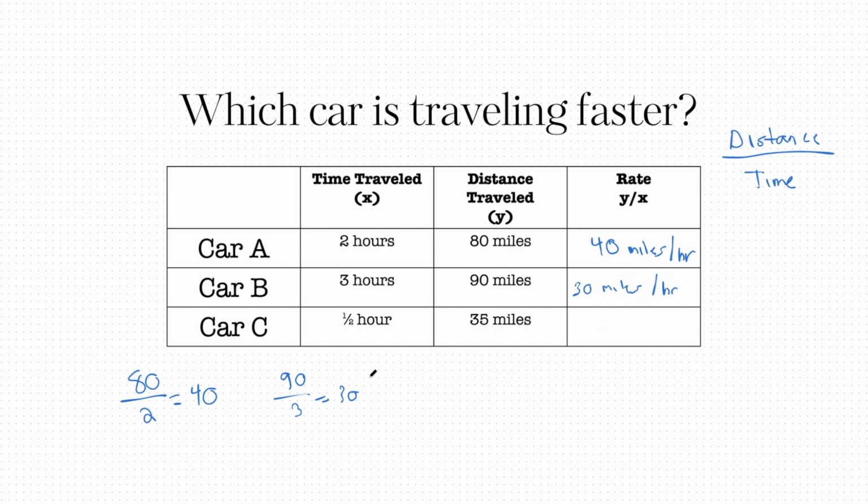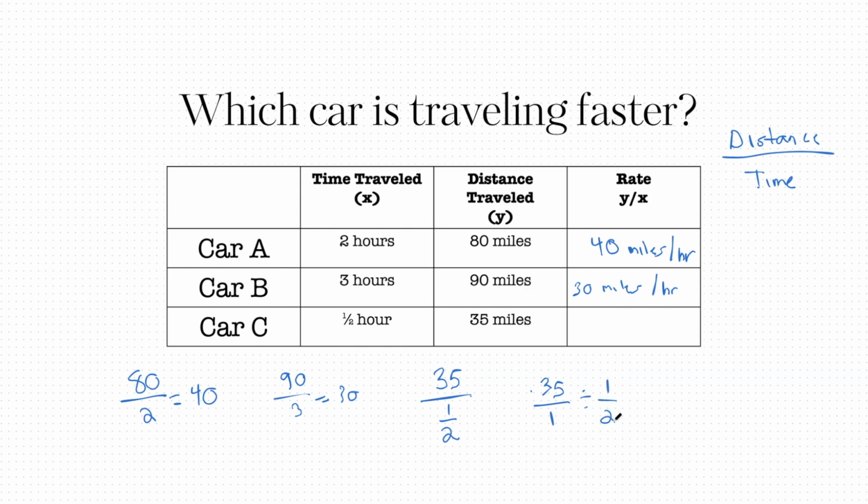All right, now car C is a little more complicated, but not really. It's really the same thing, but this time we have a fraction, right? So again, I'm going to go with the distance, 35, and I'm going to divide it by a half, right? So what I'm going to do is write it as 35 over 1, and I'm going to divide it by a half.